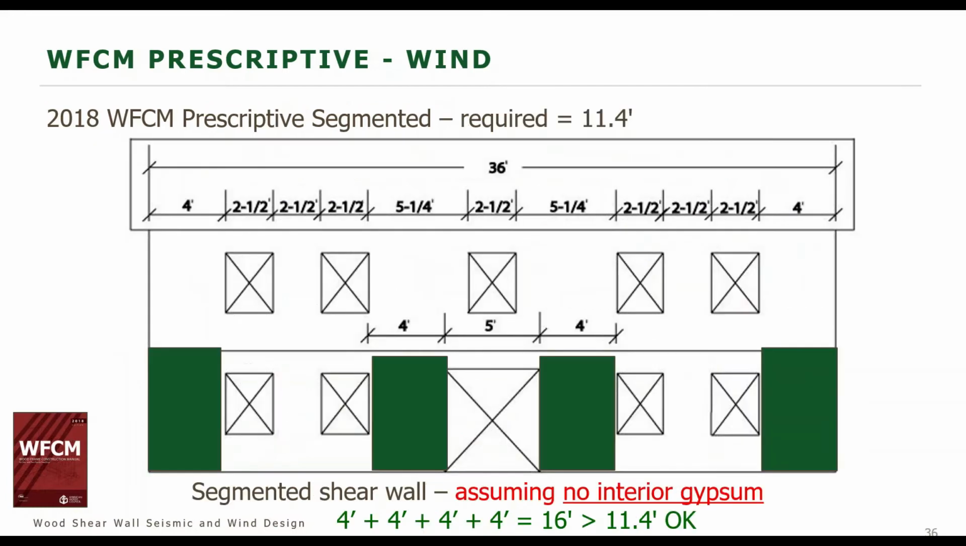Okay, so assuming again we're using the 4 full height panels that are all 4 feet wide, we're providing 16 feet of full height sheathing. And again, this exceeds the 11.4 feet that is required, so our design is okay.